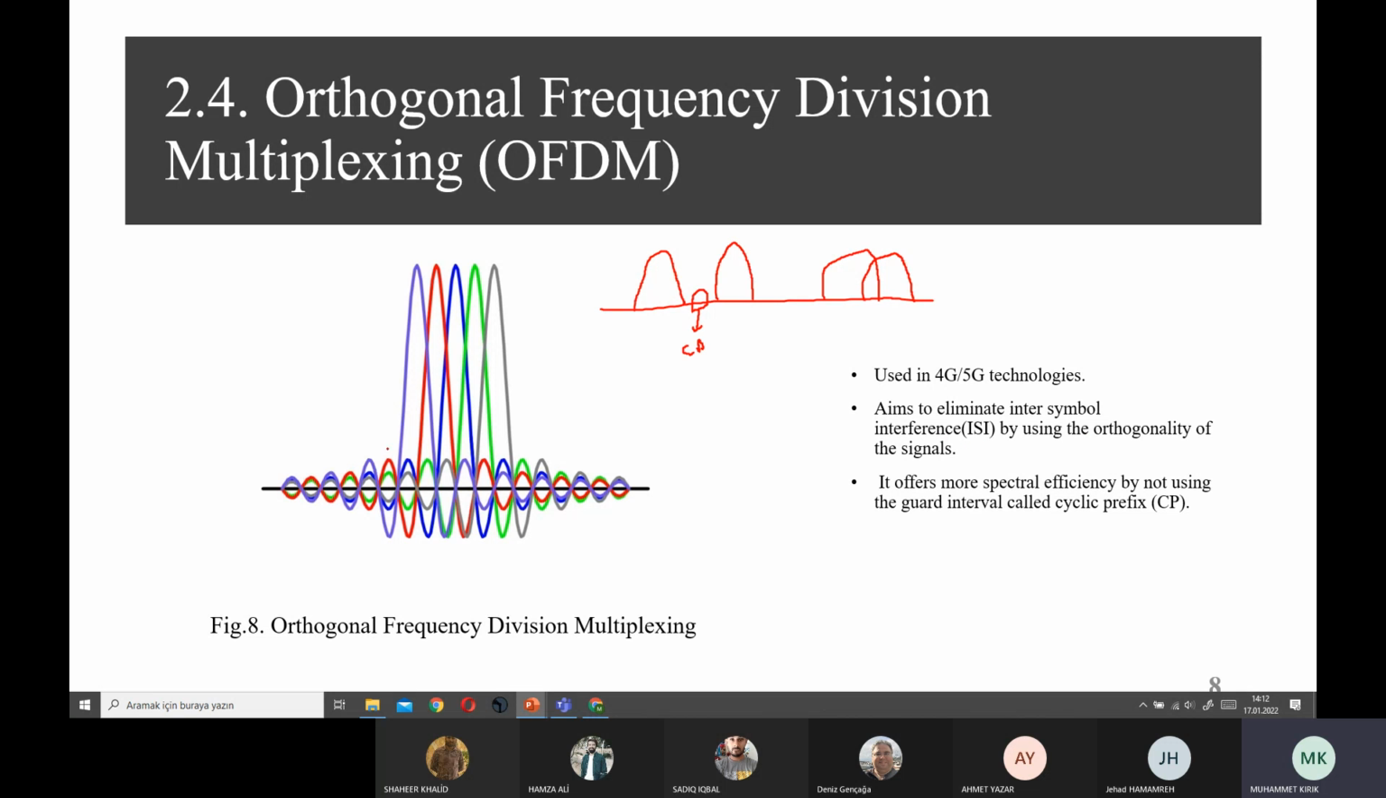For this reason, we are using the orthogonality of each signal, and what we do here is making a symbol, and where it ends, we are starting a new symbol. So when they are orthogonal, they are not interfering with each other. We are avoiding the ISI, and we are also not wasting our spectra in our system. So this is why the OFDM is a good technique.